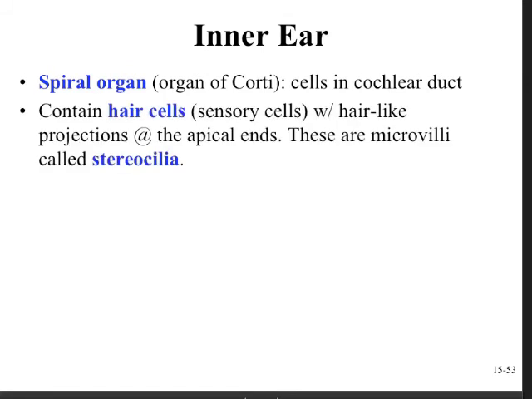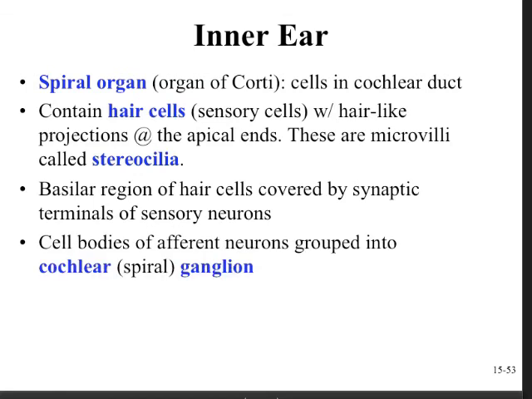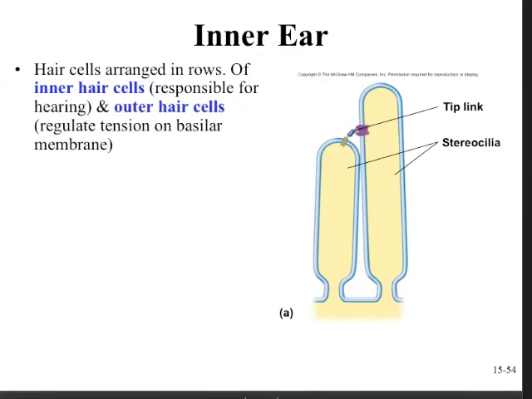The spiral organ, which is the organ of Corti, consists of the cells that are in the cochlear duct. The hair cells have hair-like projections at their apical ends. These are the stereocilia. The basal region of the hair cells is covered by the synaptic terminals of the sensory neurons, while the cell bodies of the afferent neurons are grouped into the cochlear ganglion, also called the spiral ganglion. The afferent fibers form the cochlear nerve, and here we can see a zoom up showing you exactly how the inner ear does its trick.